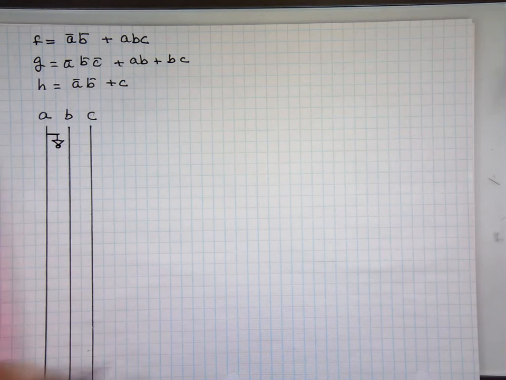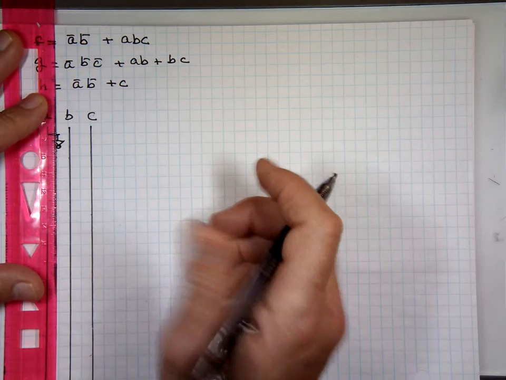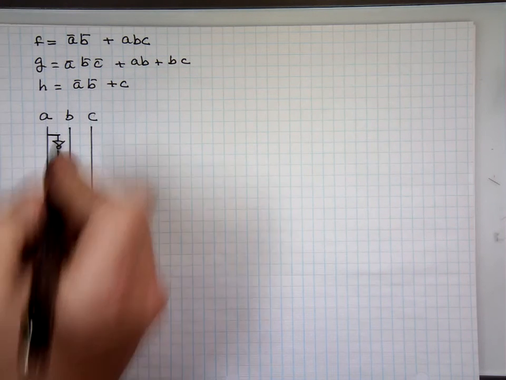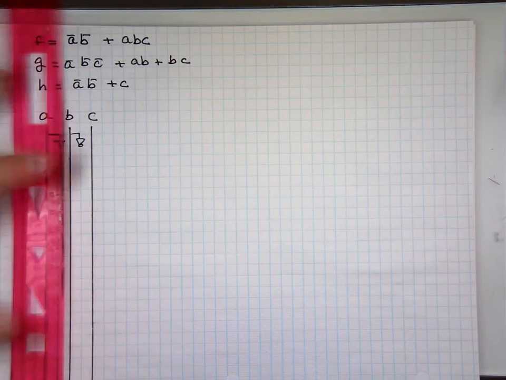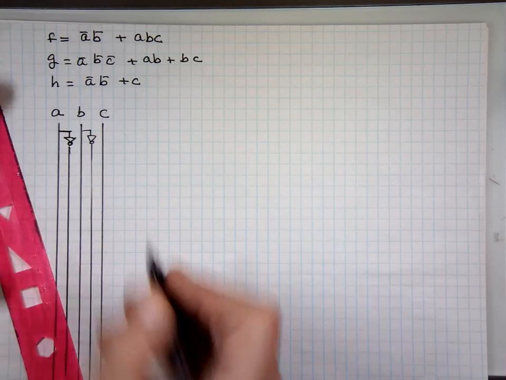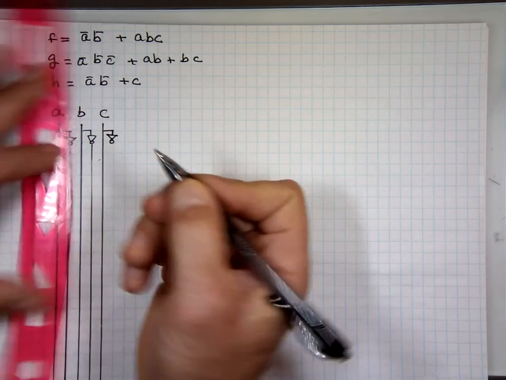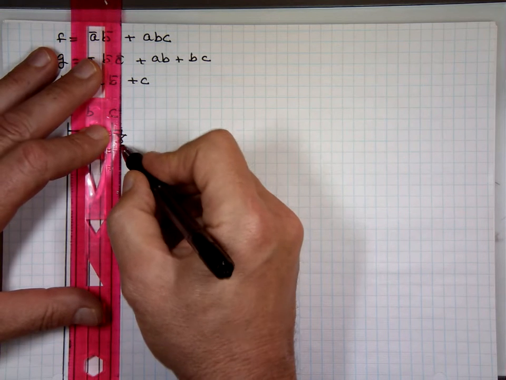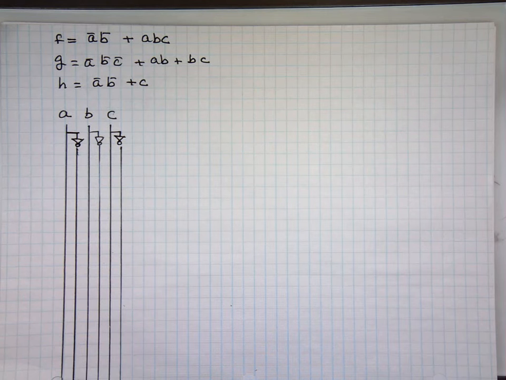So you want to try to be nice and neat so anyone can follow your design. They can't read your mind. And this is the NOT for B. So I need three NOT gates. And this is the NOT for C. I've got to buy one of those gadgets that lets you draw an AND gate quickly.